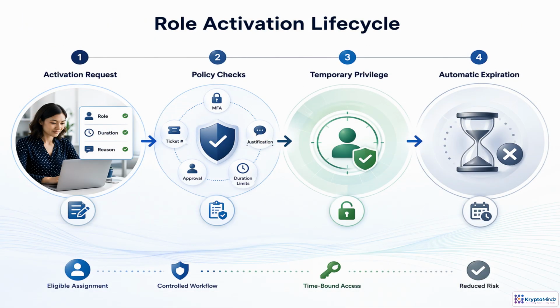Role activation starts with eligibility, not standing access. When a user needs privilege, they choose the role, request a limited duration, and provide a business reason. PIM then enforces the policy for that role, such as MFA, a ticket number, justification, approval, or a shorter time window. Only after those checks pass does the assignment become active.